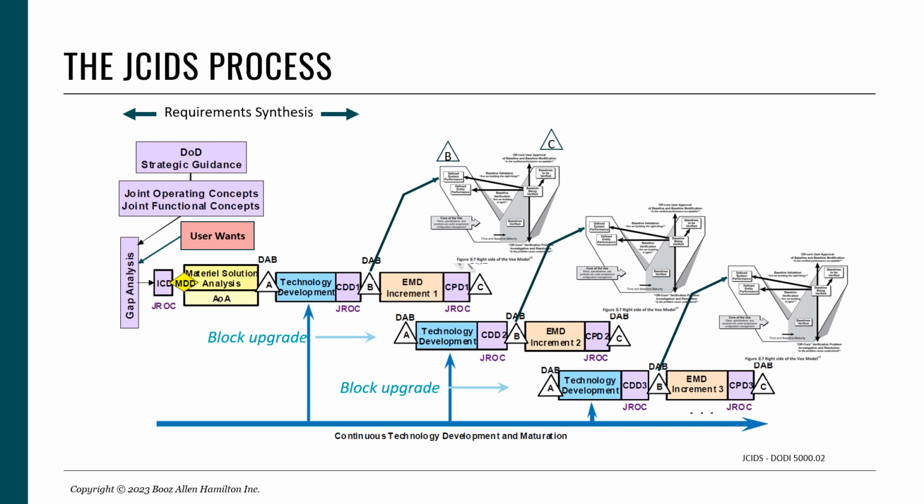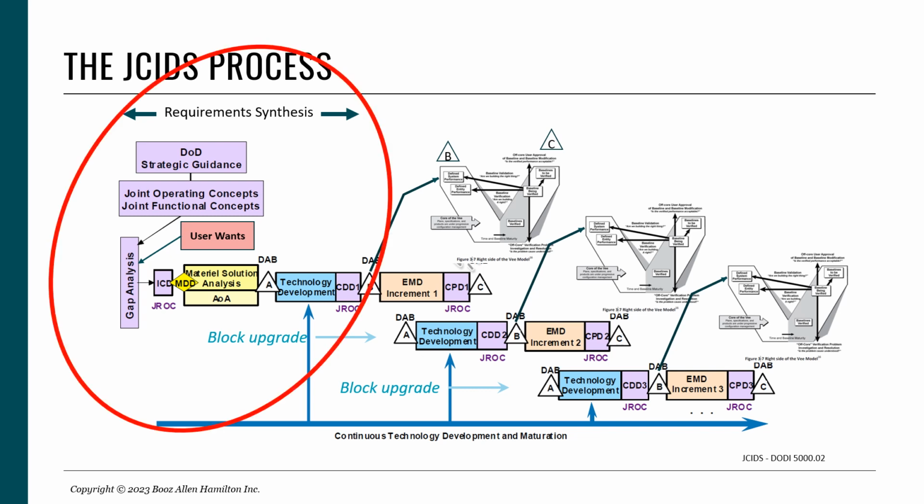This is an extract from the Joint Capabilities Integration and Development System, or JCIDS, of some key milestones and the analyses that drive them. We'll take a closer look at some of the phases and analyses undertaken during the process. In particular, we'll examine where requirement synthesis takes place.